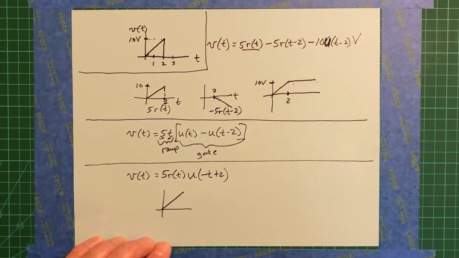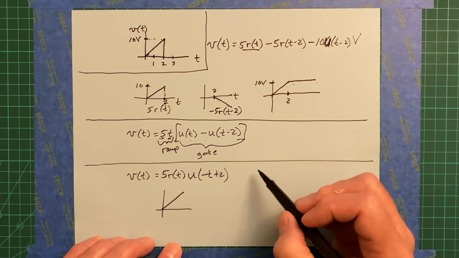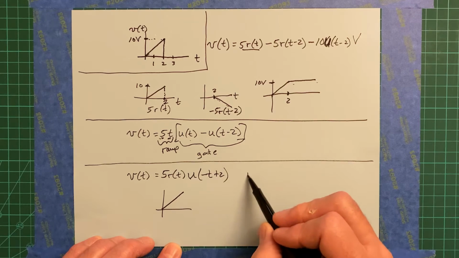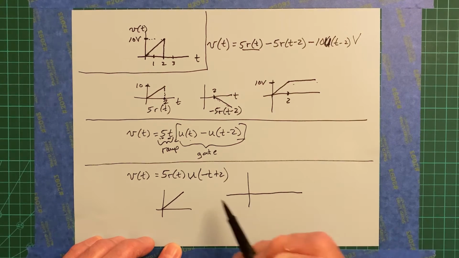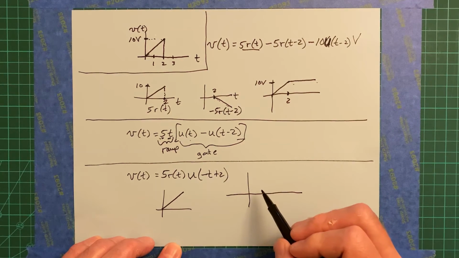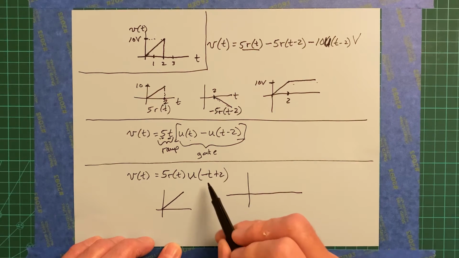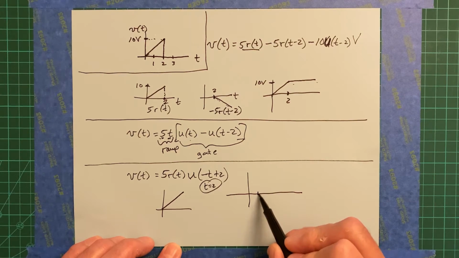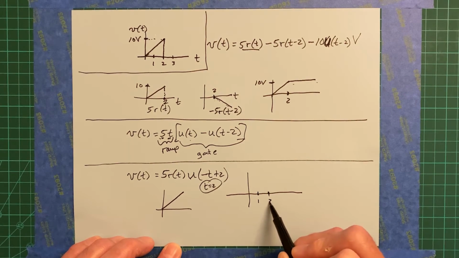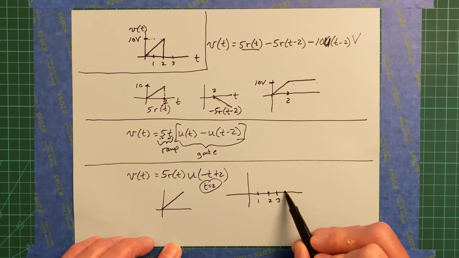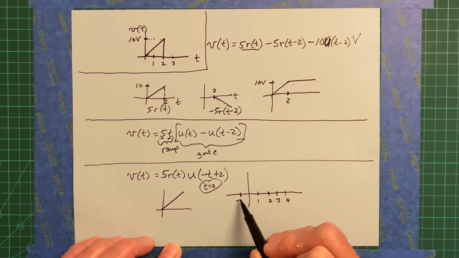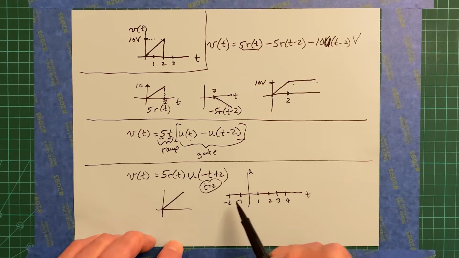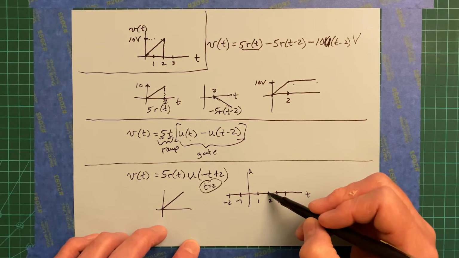So how are we going to do that? Well, think about what this unit step function right here does. At t equals 2, that's when it's going to transition. So there's 1, there's 2, 3, 4. Back here's negative 1, negative 2. That's t, and this is u. At t equals 2, it's going to do something.